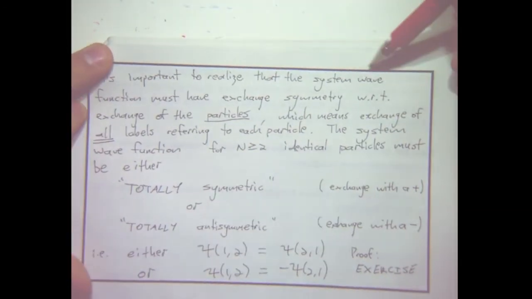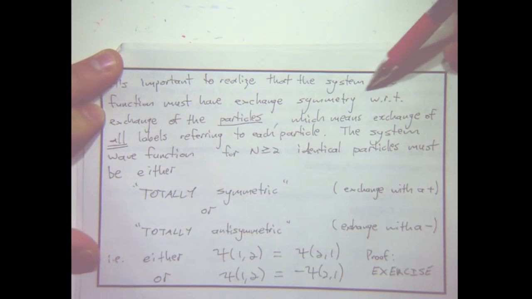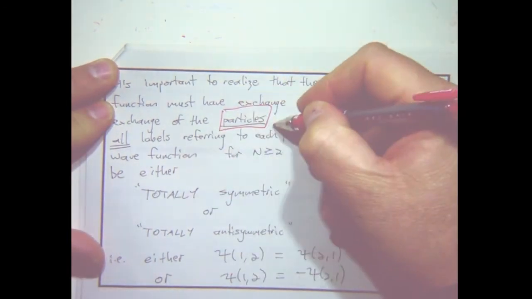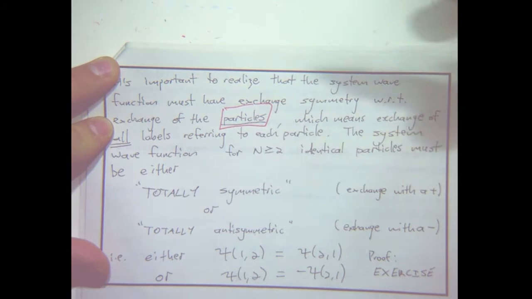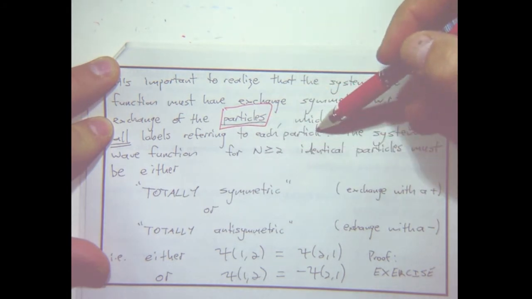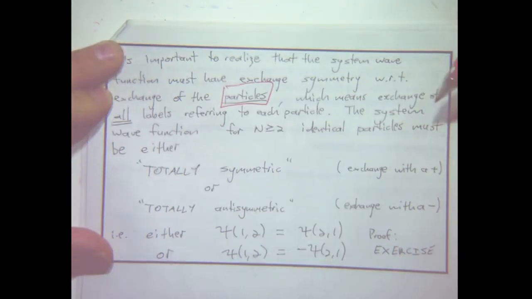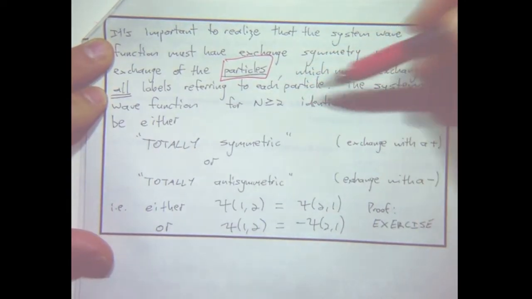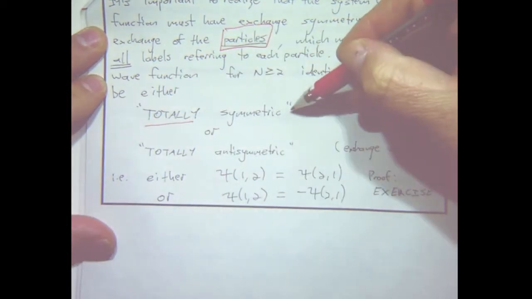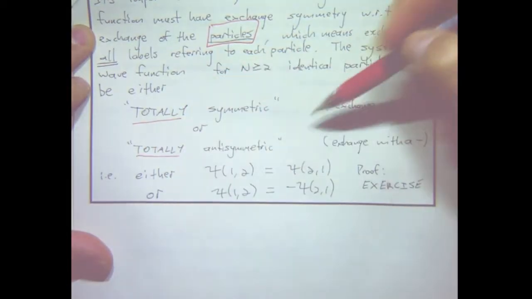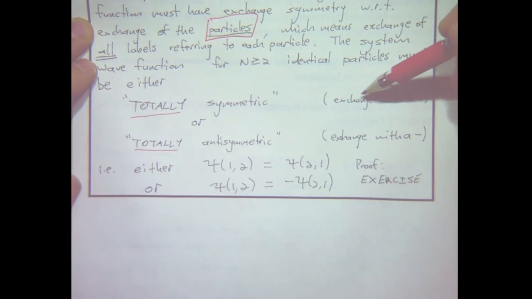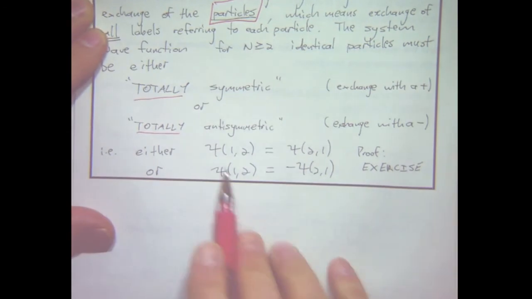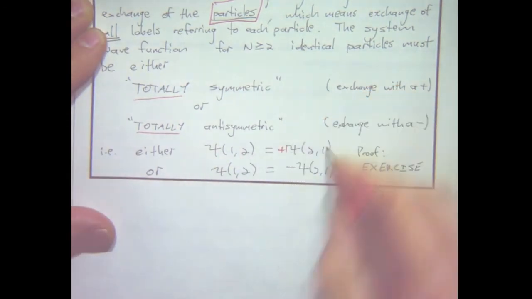So it's important to realize that the system wave function must have exchange symmetry with respect to exchange of particles. Keep that in mind. That means exchanging all the labels in the wave function that refer to each particle. So the system wave function for two or more identical particles must be either totally symmetric or totally anti-symmetric. Totally symmetric means if you permute any pair of particles, the wave function ends up with a plus sign. Psi 1, 2 equals plus 1 times psi 2, 1.